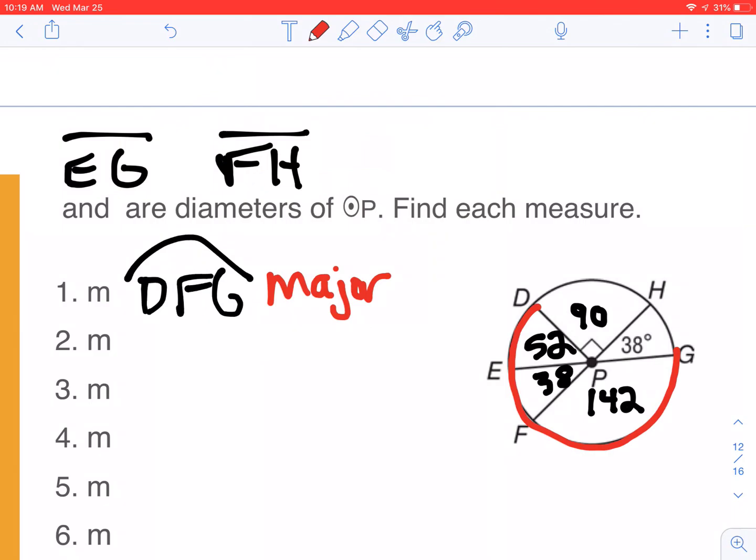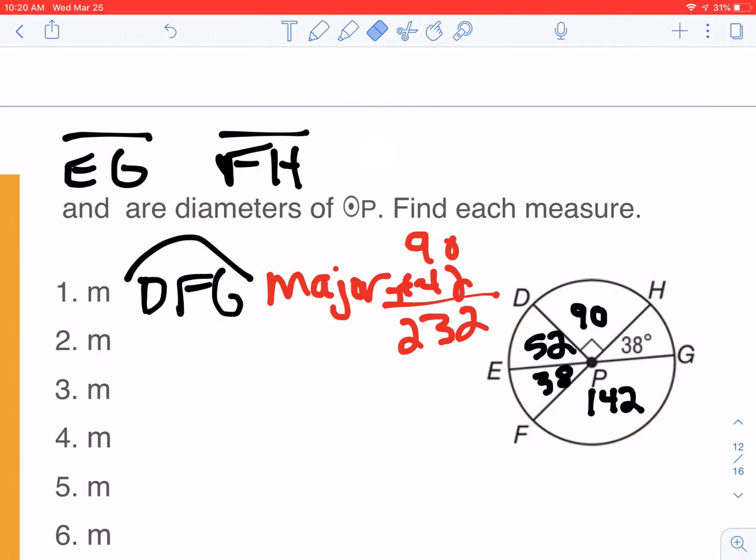And now all we do is add up all of our angles, right? Since we already did the math and found all the angles, now we're just going to add them up. 52 plus 38 is 90. 90 plus 142. If we do that, we get 232 for my major.